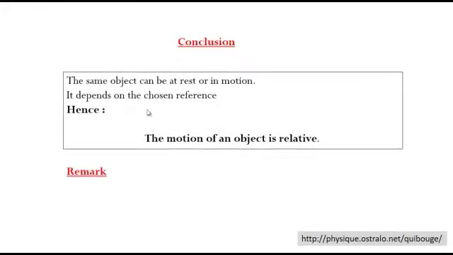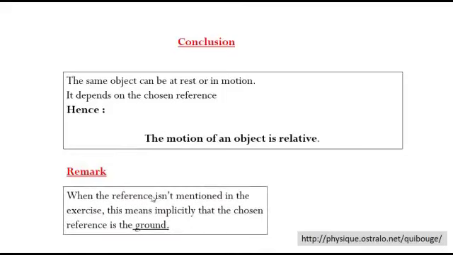Now, as a conclusion, the same object can be at rest or in motion, depending on the chosen reference. So we say that the motion of an object is relative. Now a remark: this year we'll deal with the reference which is the ground. So when the reference isn't mentioned in an exercise, it means implicitly we are choosing the ground as the reference. Usually this year we'll always deal with the ground as the reference. Now here you have a link where you can see the motion of an object that's relative.